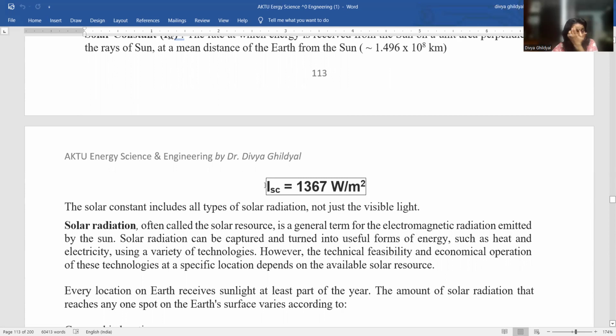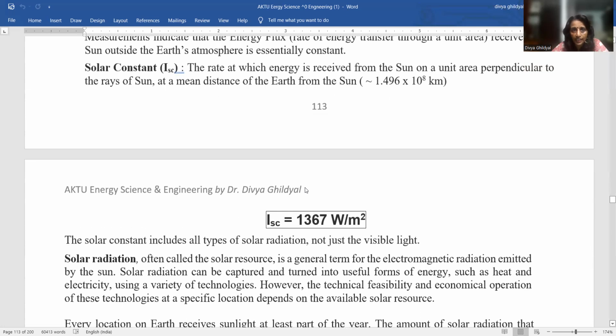Obviously, this can be asked as a multiple choice question if you are appearing in some competitive exam, or in your AKTU paper, Section A. They can ask: define solar constant and give its numerical value.